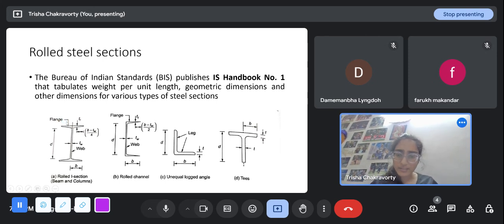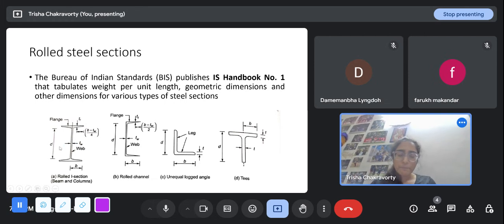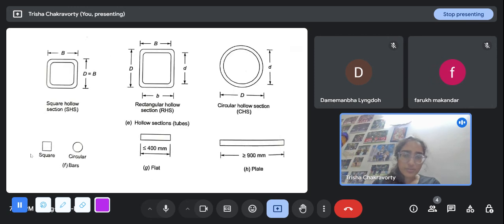Width of flange is this longer dimension, and the thickness of flange is this smaller dimension, this TF that is mentioned. Similarly, the depth of the web is small d, and the thickness of web TW is this small dimension. These terms you have to be familiar with, but apart from that, mostly you don't have to remember almost anything in this course. Everything will be provided to you.